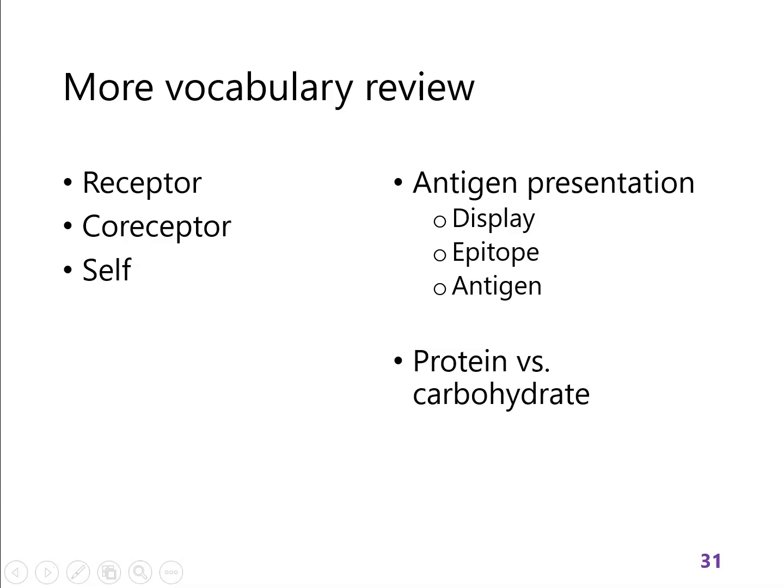A fundamental part of how the adaptive immune system works is antigen presentation. So we're going to look at cells that are going to display antigens to other cells. So what does it mean to display an antigen? It means to show it. What is an antigen? An antigen is something that triggers an immune response. So a bacterial cell is an antigen. A virion is an antigen. A protein toxin is an antigen.